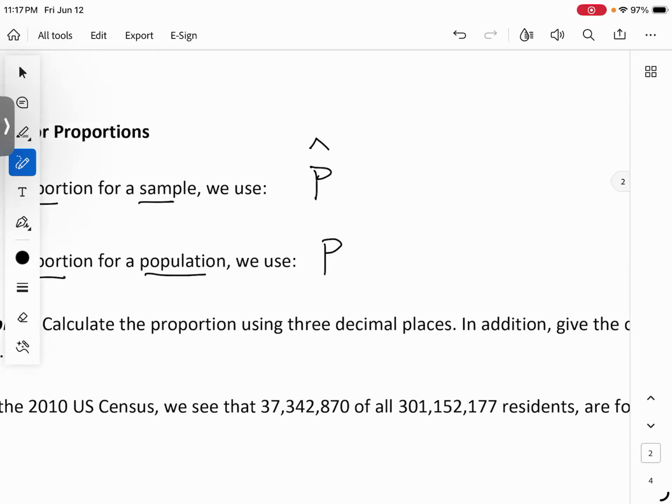Now, if anyone in homework decides that they're going to be typing their homework and maybe they are not sure where that little hat symbol is, you can always just spell it out, just P hat.